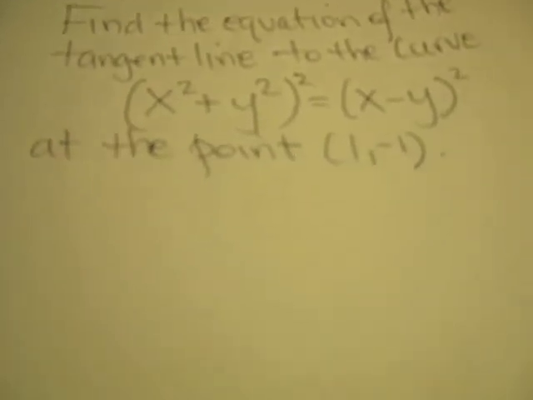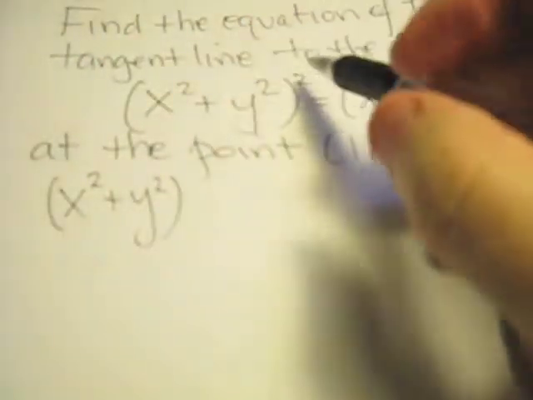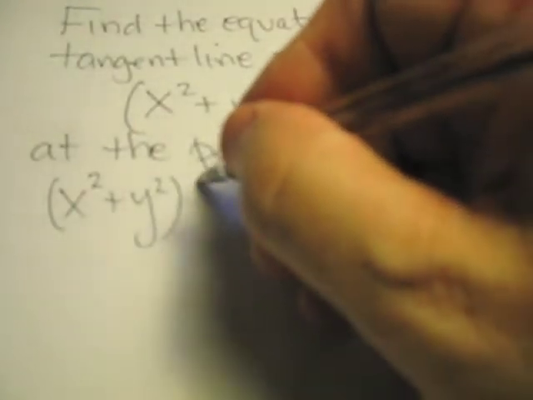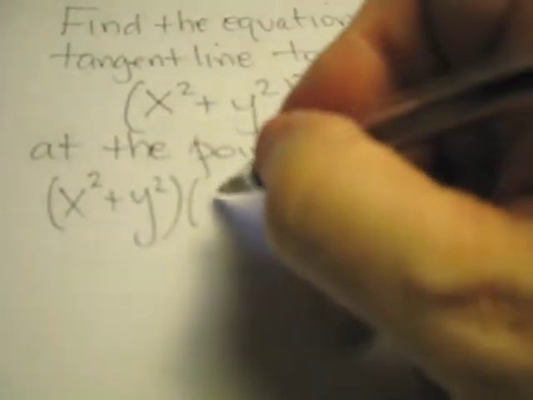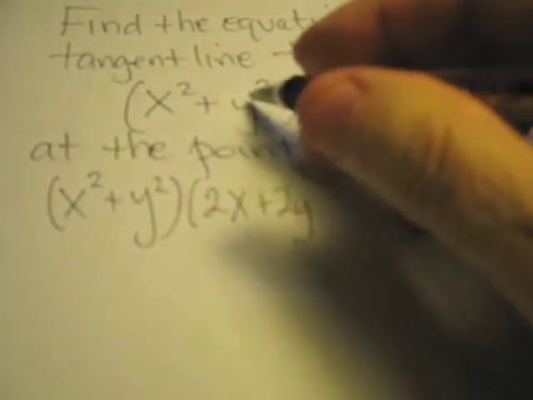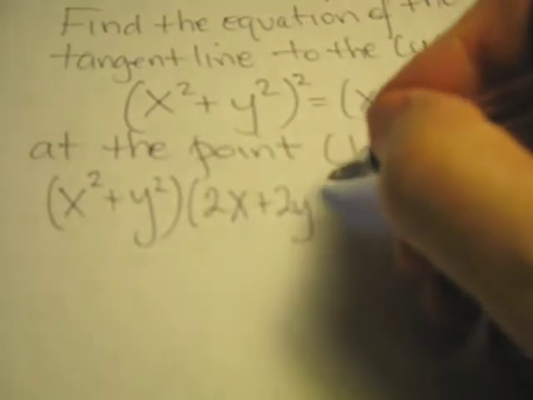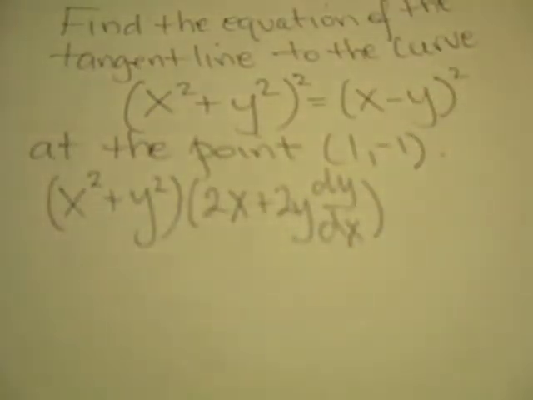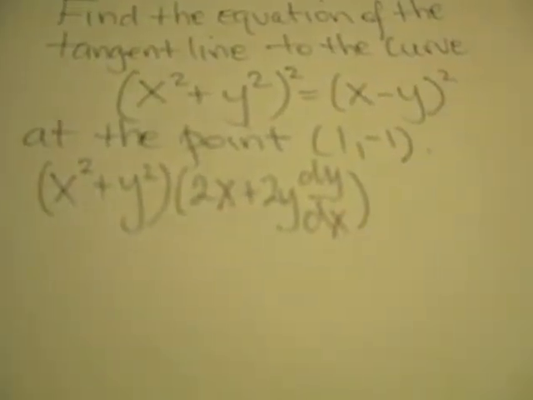We're first of all going to have to apply the chain rule here. So we're going to have x squared plus y squared, and we take one off. This is the power rule. And then we're going to have to find the derivative of the inside function, which will be 2x plus 2y, and now we apply the derivative to y, which of course produces a dy on dx. Okay, so that's our left side.